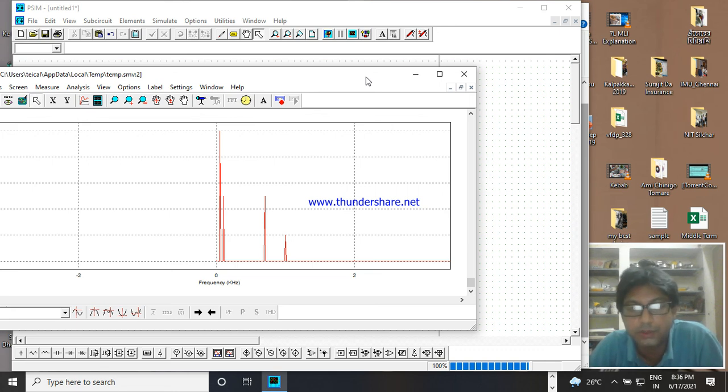So that means if my rotor is rotating at 3000, that means 3000 rotations per minute. So my frequency is 3000 by 60. Minute means 60 seconds. So 50 hertz.